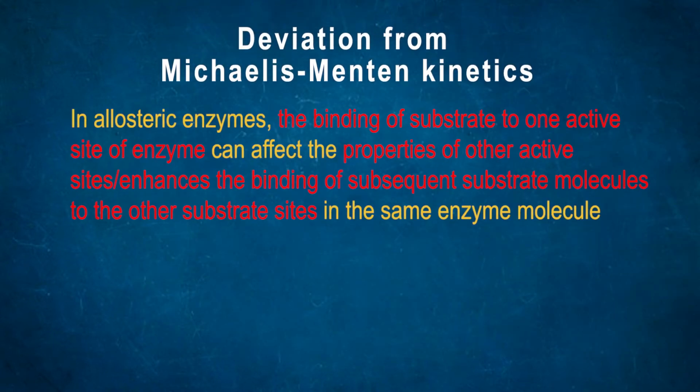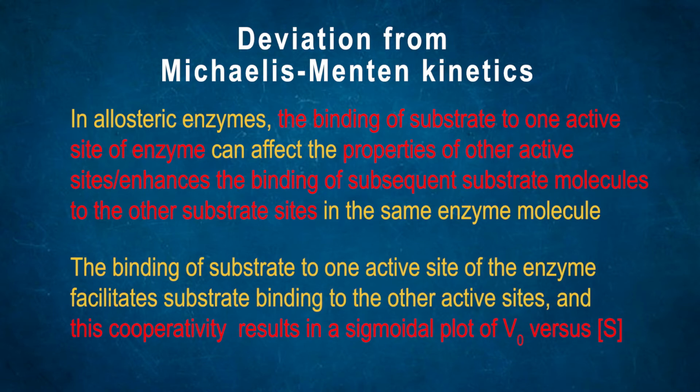In allosteric enzymes, the binding of substrate to one active site of the enzyme can affect the properties of other active sites, and may enhance the binding of subsequent substrate molecules to the other substrate sites in the same enzyme molecule. The binding of substrate to one active site of the enzyme facilitates substrate binding to the other active sites. And this cooperativity results in the sigmoidal plot of V0 versus concentration of S.